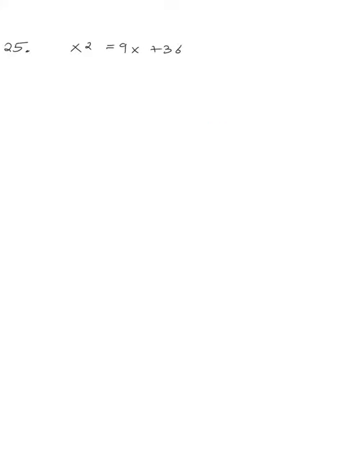I think I want to subtract 9x from both sides. Clearly, we're going to subtract 36 as well. All I'm really saying is we're rewriting this equation to be x squared minus 9x minus 36 is equal to 0. Hopefully we can guess the factors from this.